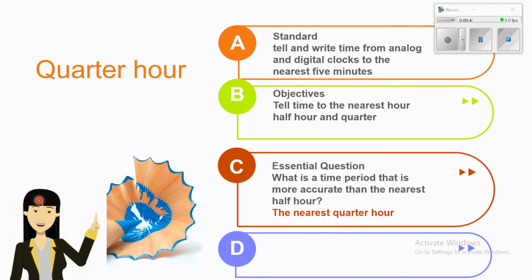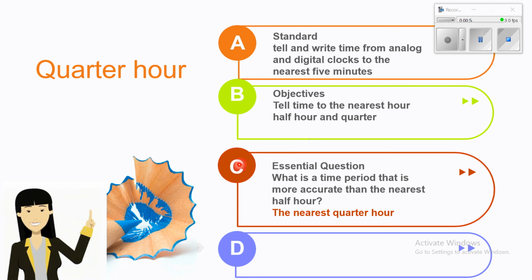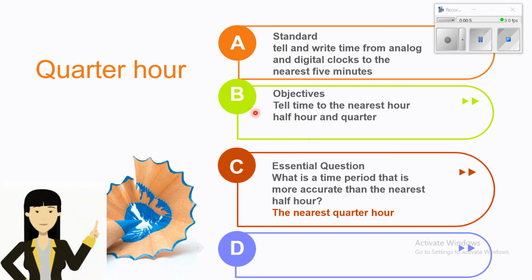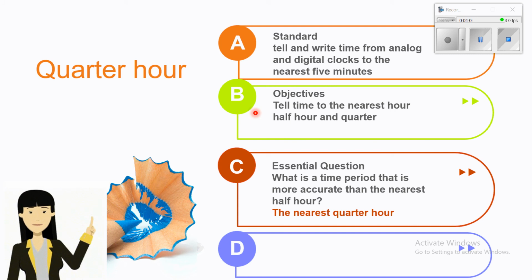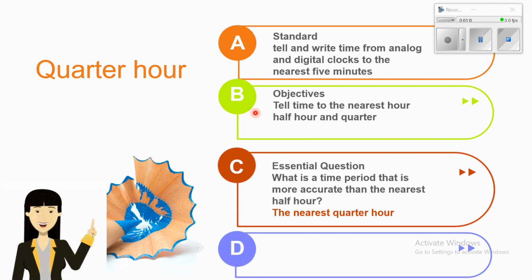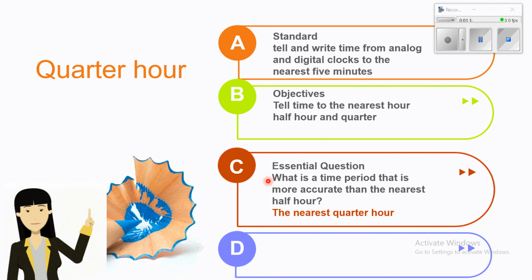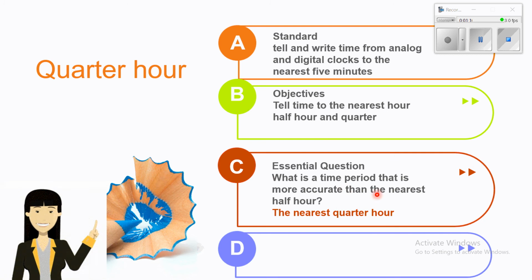My objective for this lesson is to tell the time to the nearest hour, half, and the nearest quarter. You have to say with me: quarter, quarter. Quarter, as you remember before when we talked about fractions, is the fourth. So here we talk about how I read the time with the quarters. The most important question here: what is the time period that is more accurate than the nearest half hour? It's the nearest quarter hour.